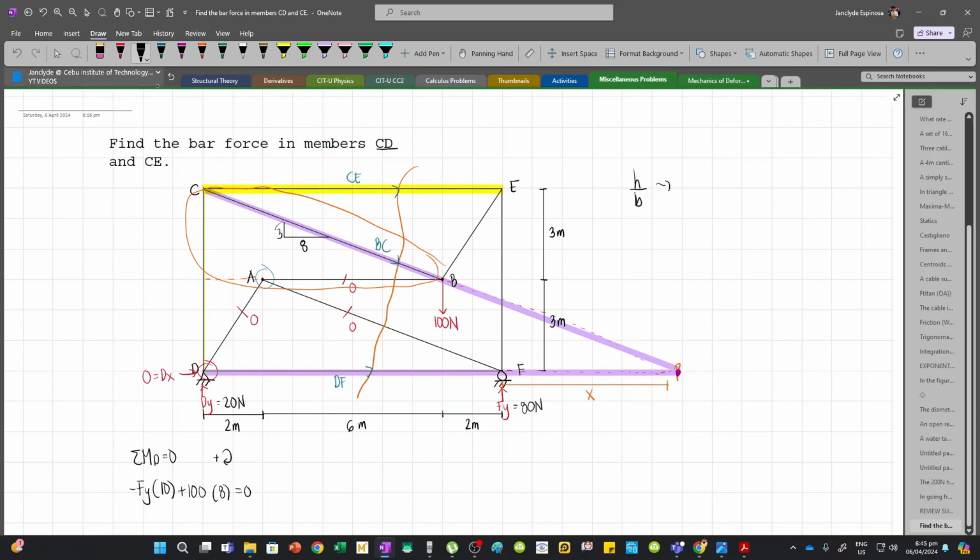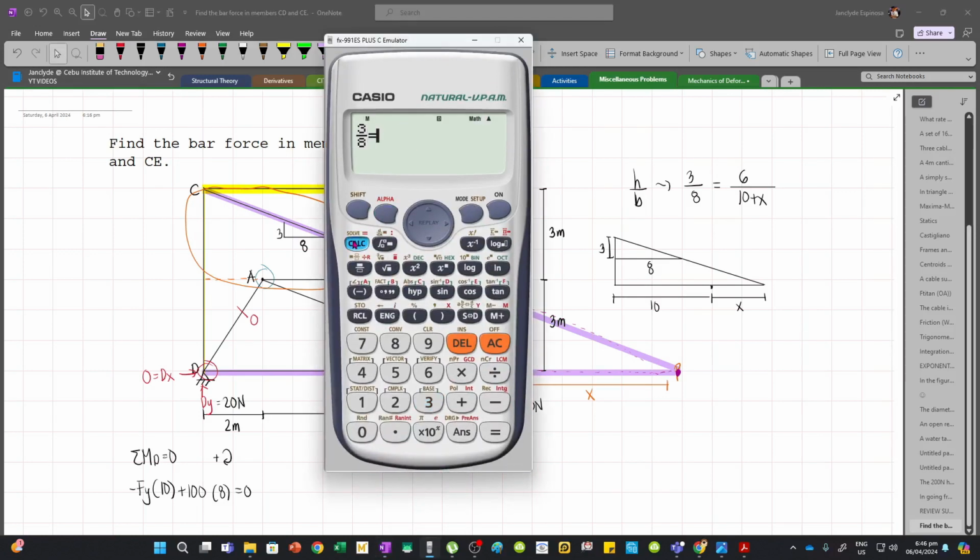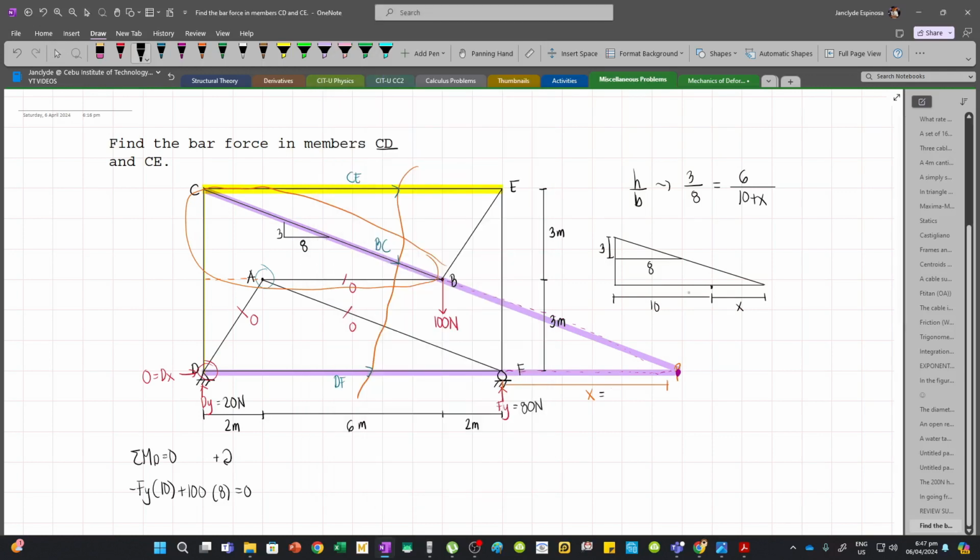We have 3 is to 8 equal to the whole triangle, in which the height is 6 meters. This is the height. So 6 divided by the base, which is 10 meters plus x. So this is 10 plus x. By the way, let me just draw the triangle. This is x, this is 10, this is 8, and this is 3. And so solving for x, we have 3 over 8 equals 6 over 10 plus x. Our x is actually 6, so this is 6 meters.